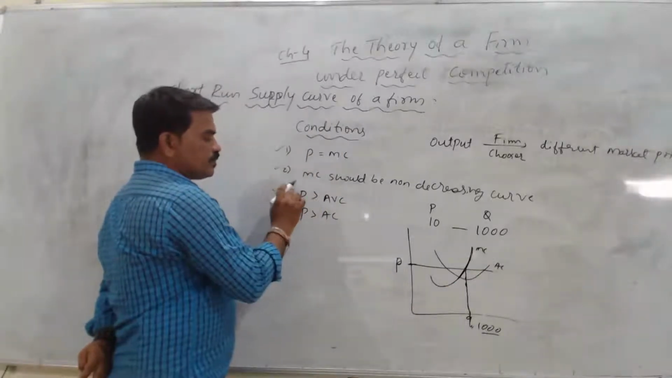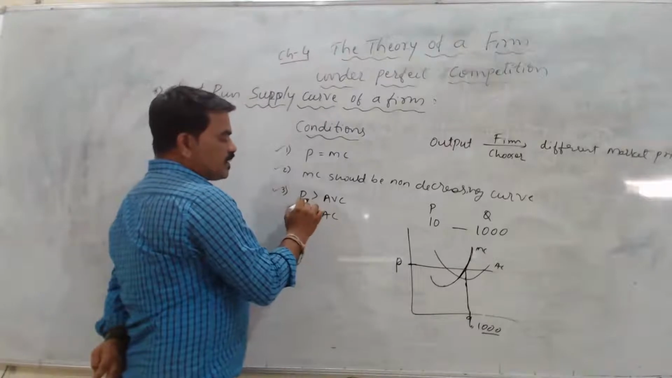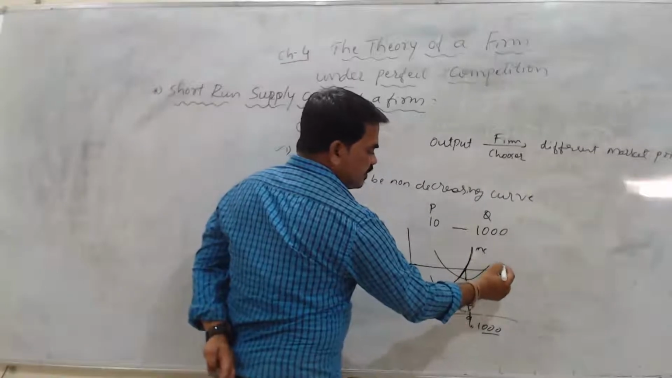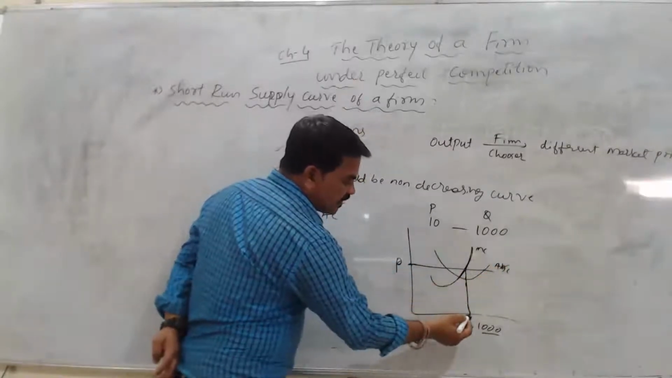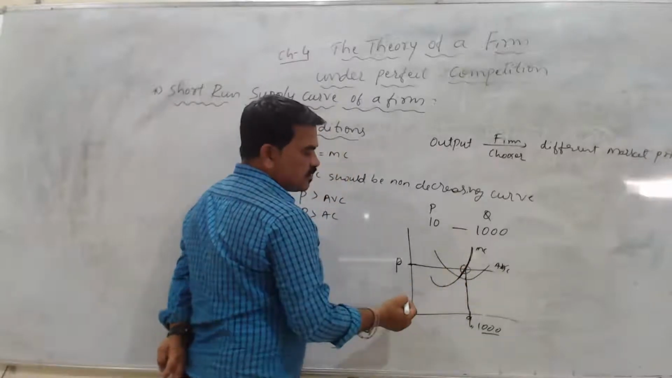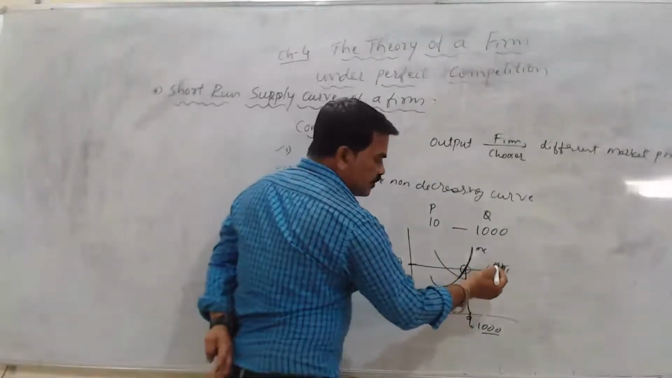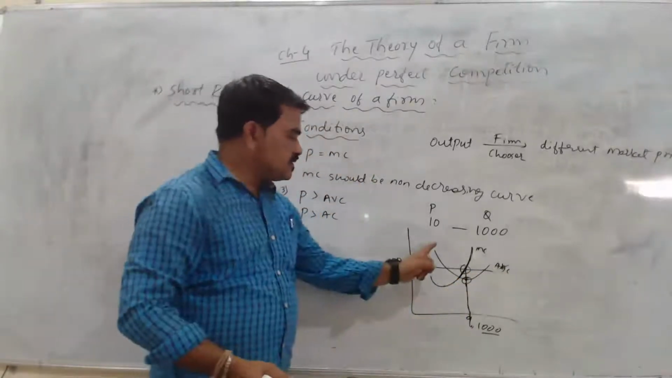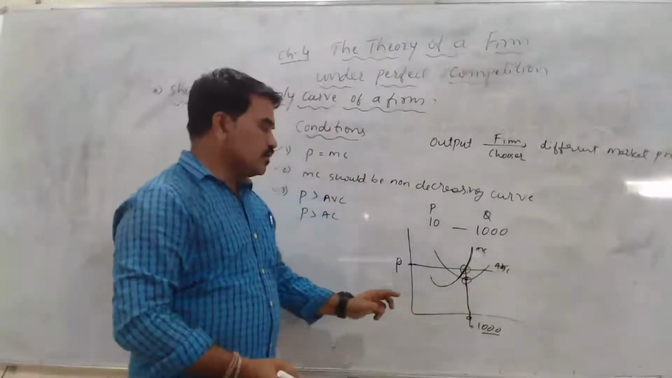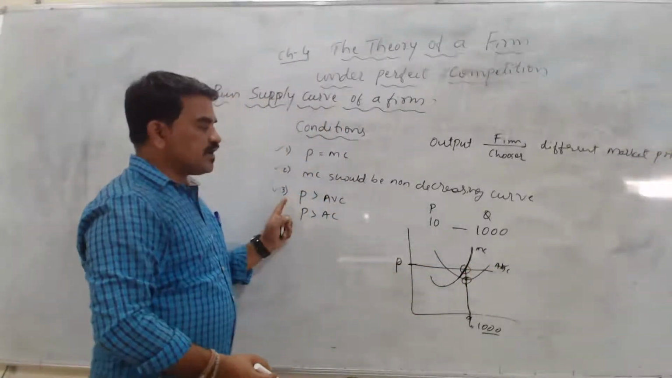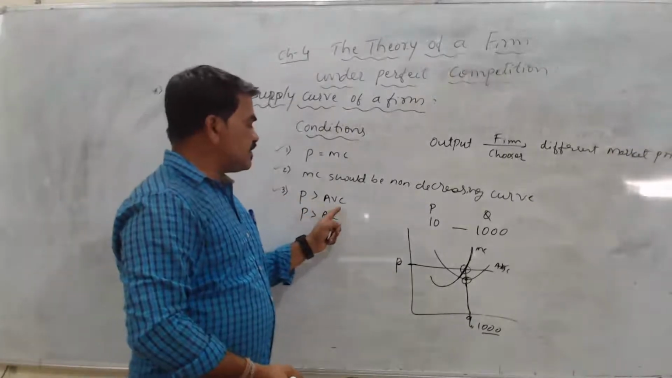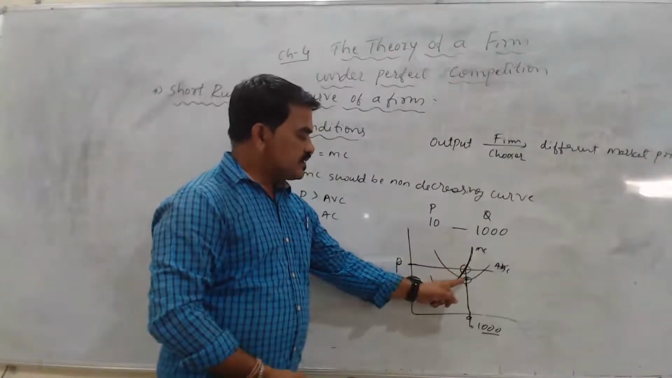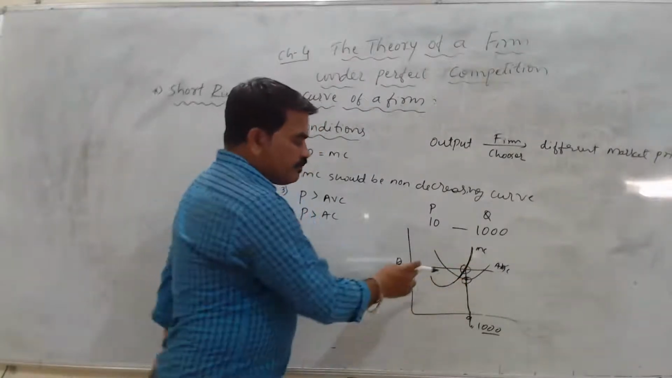Third condition is, if this is short run, price should be greater than average variable cost. If you see at this quantity, this is the price, and the average variable cost is here, because this is the average variable cost curve. So is the third condition satisfied or not? Price here is greater than average variable cost. This is price, this is average variable cost. So price is higher.